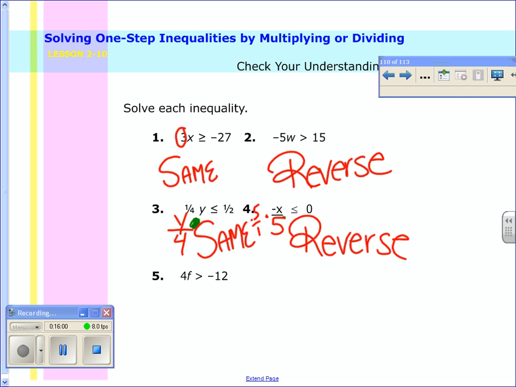All right. And then number 5, well, we have 4 times f is greater than negative 12. We divide each side by 4. So that's positive, so it'd stay the same.